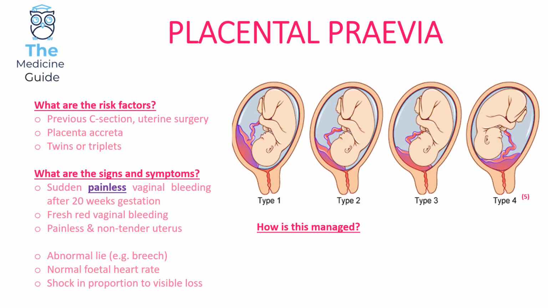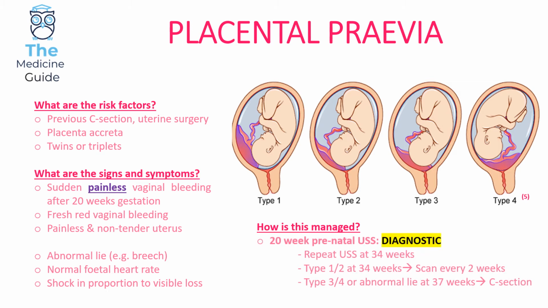Now the next question is, how is this managed? Typically an ultrasound scan is diagnostic for placenta previa because it confirms the low-lying placenta, which is partially or completely occluding the internal os depending on the degree of its severity. After the 20-week prenatal ultrasound scan, the ultrasound scan is repeated again at 34 weeks.